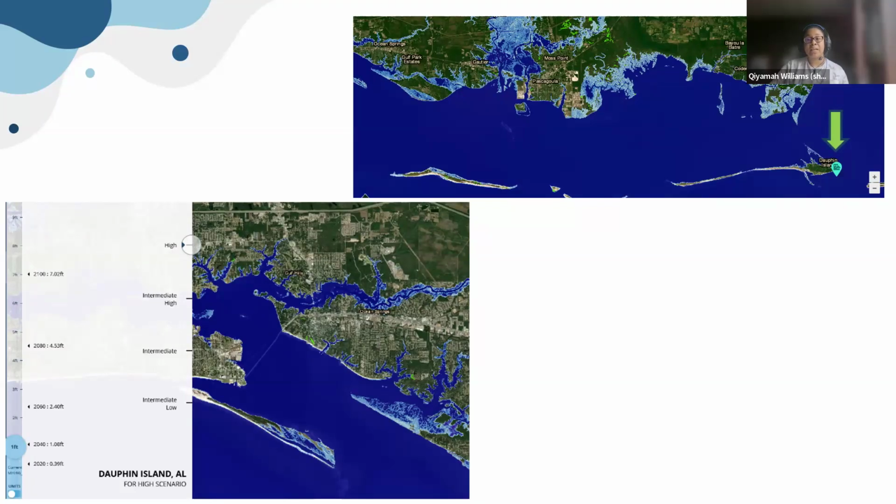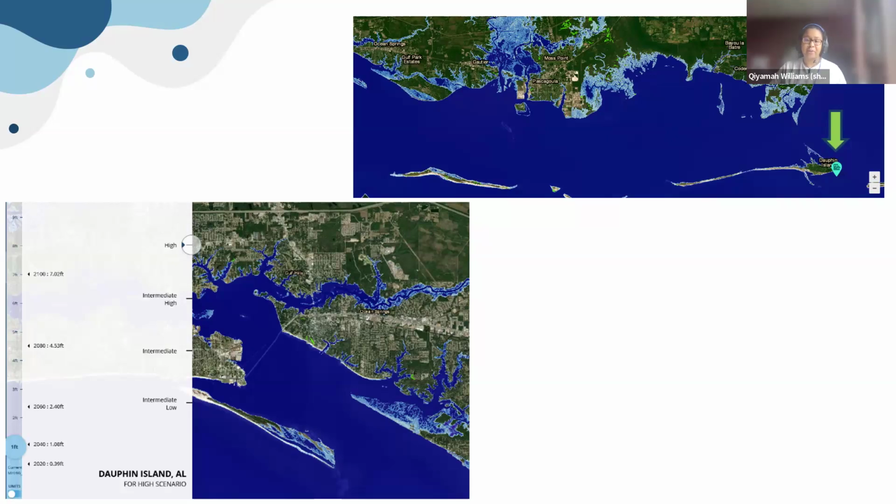So by clicking the local scenarios tab on the left panel, we can then highlight the tide gauges. And as I said before, our closest tide gauge to Biloxi is Dauphin Island. So in the top right corner, that green arrow is pointing to the tide gauge icon. They're represented by those blue icons. By clicking on that, this allows us to see how much rise is expected between 2020 and 2100 for each sea level rise projection.